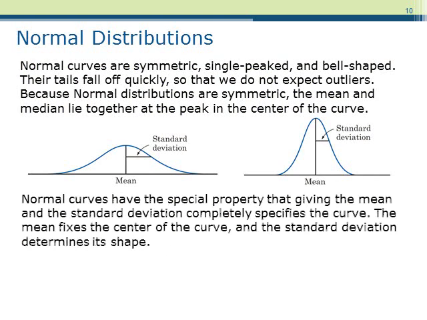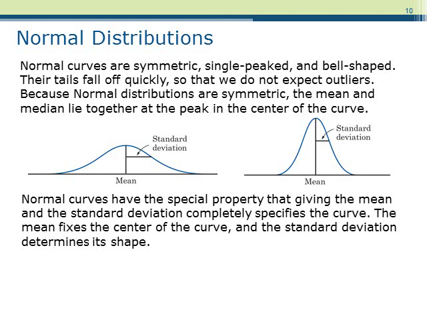So let's talk about a very important, very special type of density curve called a normal curve. Normal curves are symmetric, single-peaked, and bell-shaped. Their tails fall off quickly so that we do not expect outliers. Because normal distributions are symmetric, the mean and median lie together at the peak and the center of the curve.